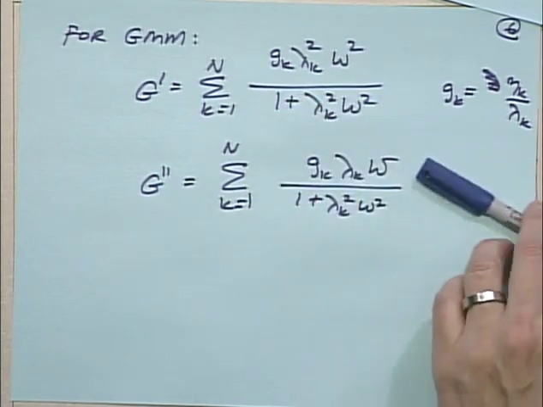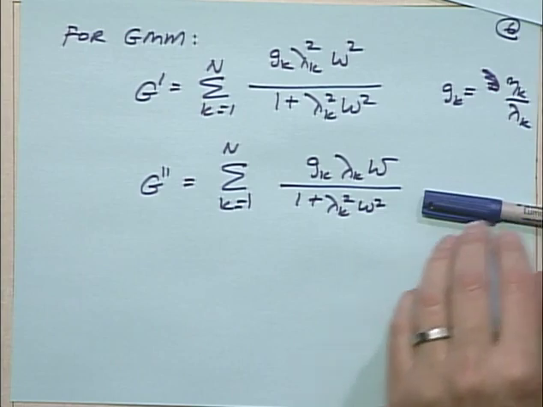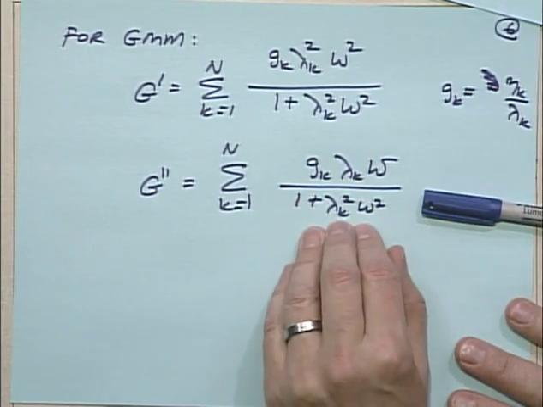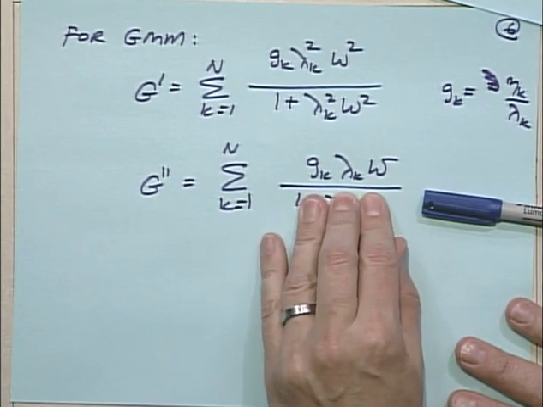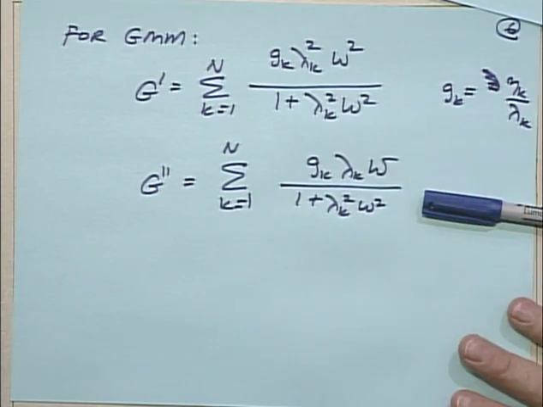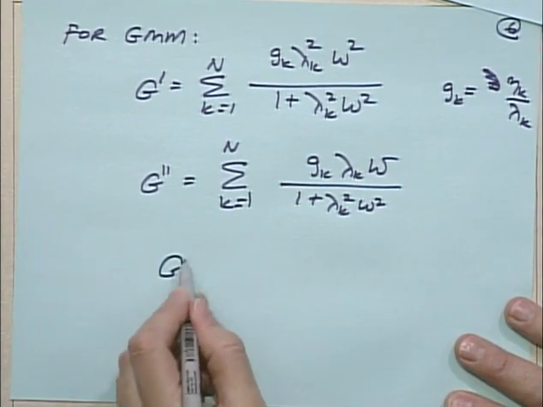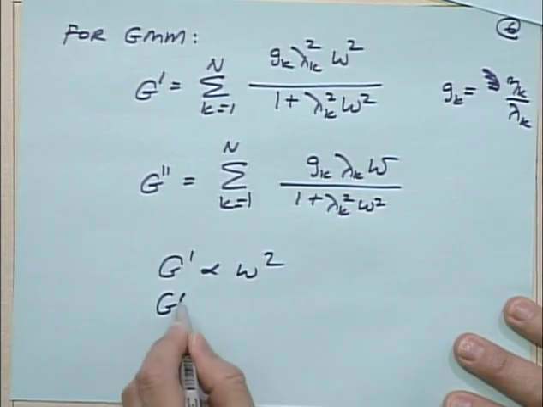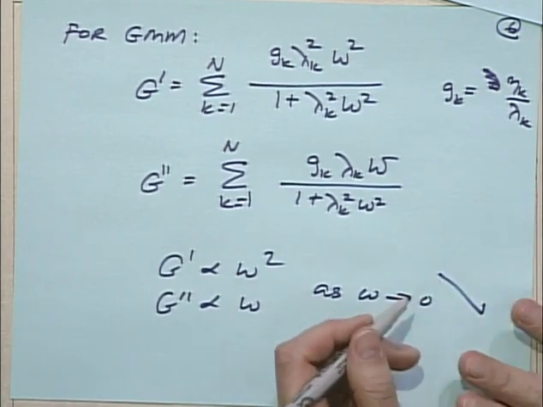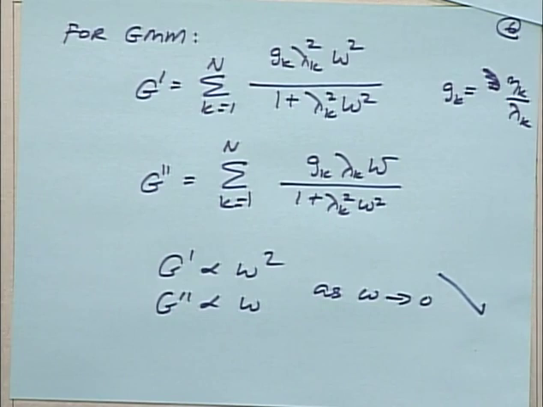How about G double prime? As omega goes to 0, this goes to 1 and this goes to 0, so it approaches omega. So these functions predict what really happens in the terminal zone: G prime goes like omega squared, and G double prime goes like omega as omega goes to 0. Check. Very, very good prediction.